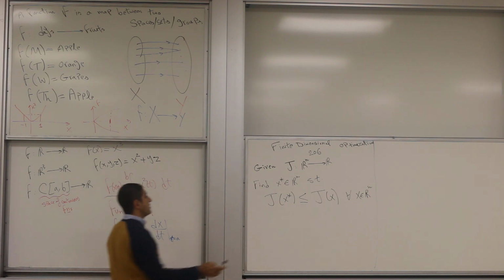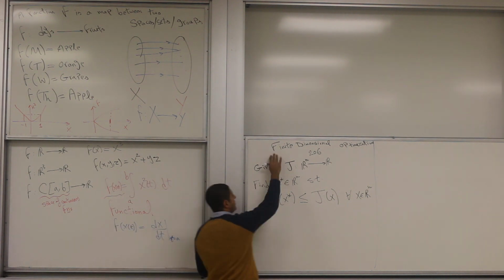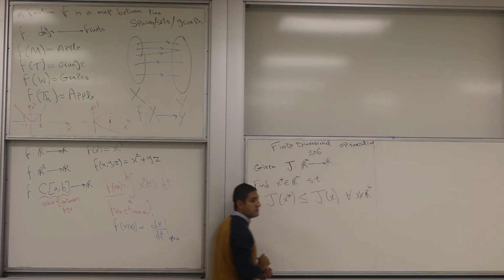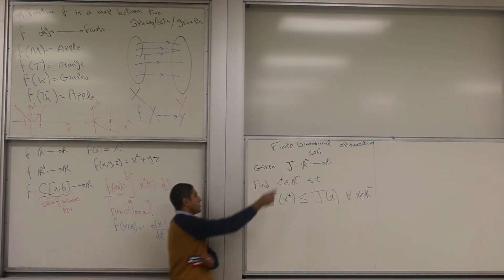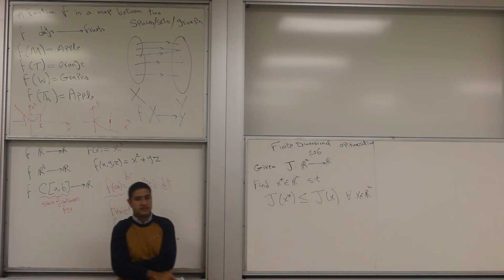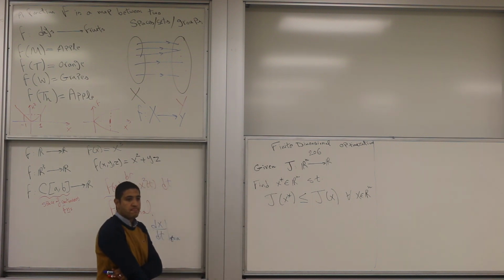Anybody has a problem that this is the definition? This is the mathematical definition of any finite dimensional optimization problem. Any question about that in our language, which is actually the standard language? Any question? So I'm given a function, and I want to minimize it. I want the minimizer. Okay?